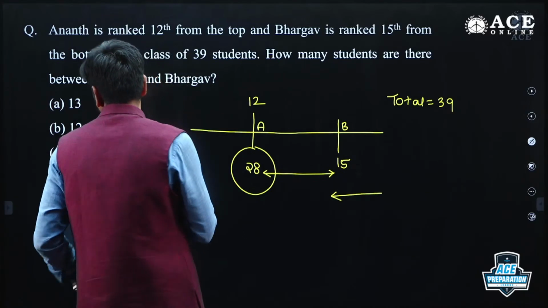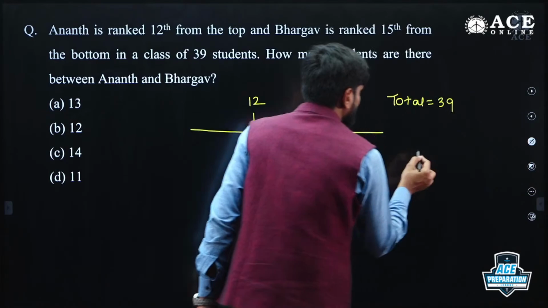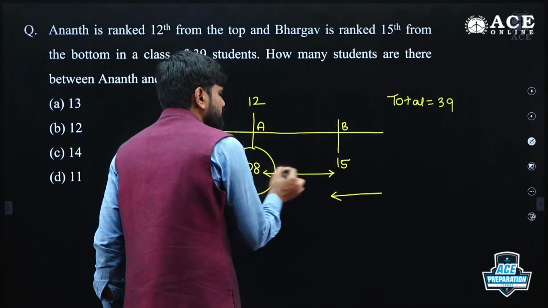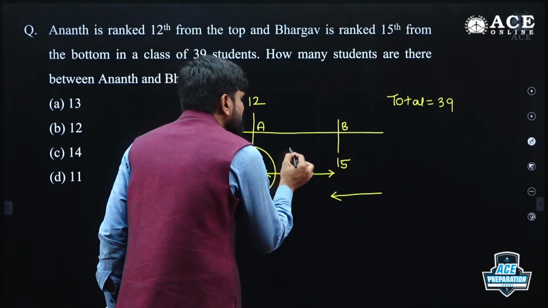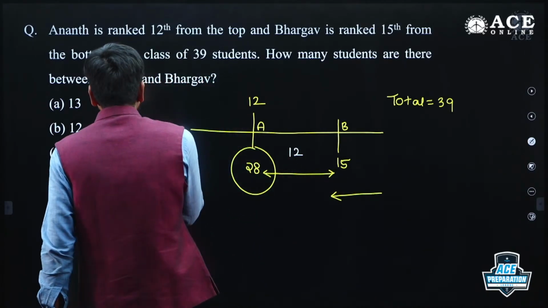If you want to find how many are there in between, that will be 1 less than the difference. So 15 and 28 difference is 13. In between, the number of people is how many? 12. Hence your answer has to be 12.